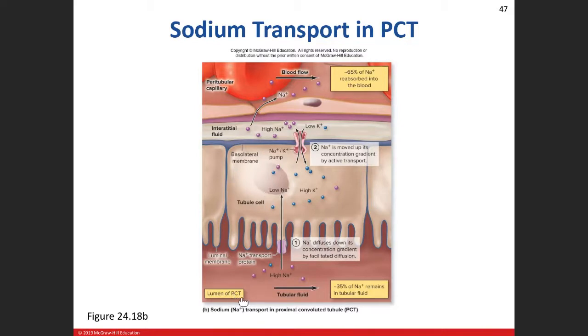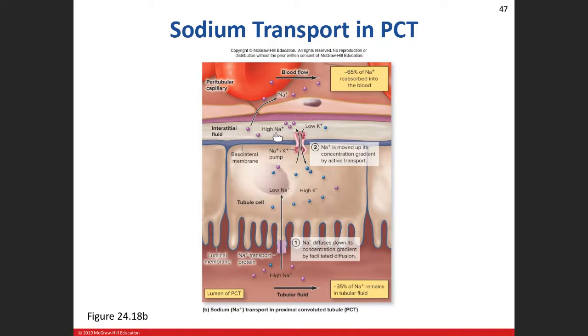We're in the proximal convoluted tubule. We have a lot of sodium here, okay? So we have our sodium channel here, no problem. It's facilitated diffusion, which means the sodium is going to diffuse down its concentration gradient, from an area of high concentration to low concentration. A passive process, cool, no problems. It goes into the cell.